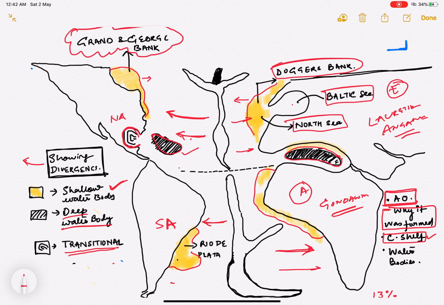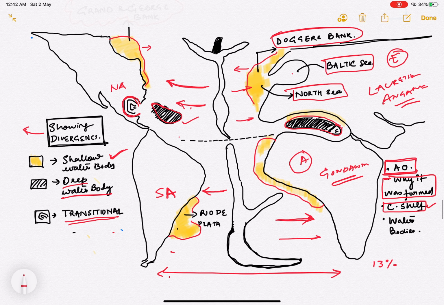Now, what is a transitional water body? Basically, this is for your understanding. You do not need to write this or mention this while describing the ocean bottom topography. Transitional water body means the depth goes on increasing as we move more towards the water body from the land. This is the land, this is the water body. As we move from the land to the water body, the depth goes on increasing, hence it is called as transitional.